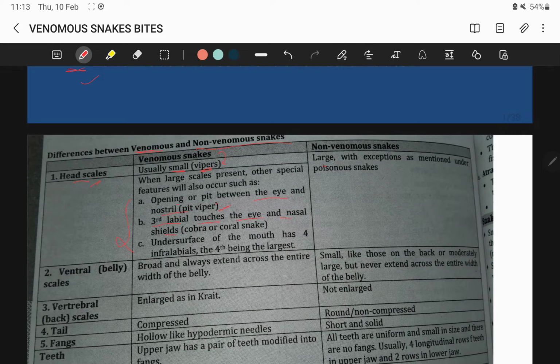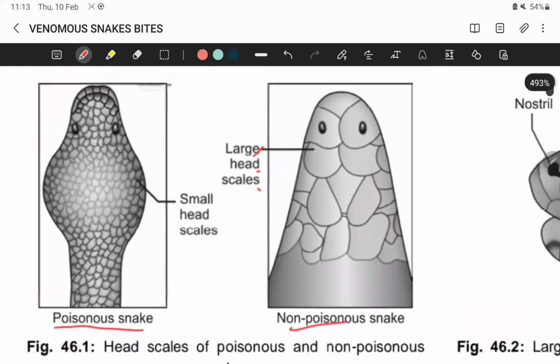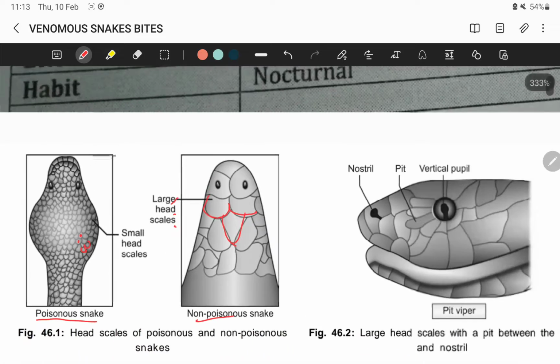So what are they? First, let's see the picture. This is a photo of a poisonous snake. The scales of the venomous snake are very small, and compared with the non-venomous, where the scales are very large. So these are the scales, and this is a non-venomous snake.